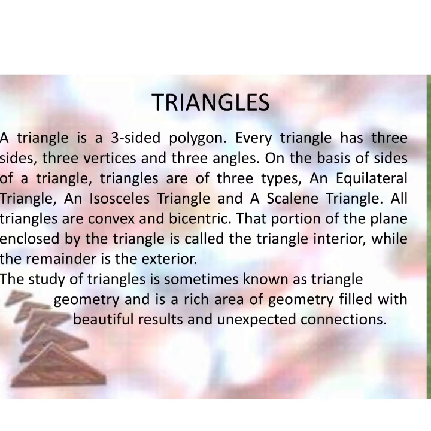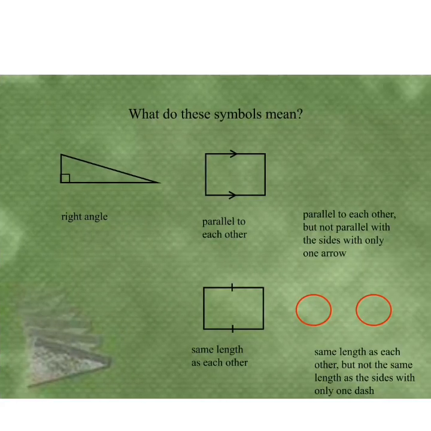On the basis of sides of a triangle, triangles are of three types: an equilateral triangle, an isosceles triangle, and a scalene triangle. All triangles are convex and bicentric. That portion of the plane enclosed by the triangle is called the triangle interior, while the remainder is the exterior. The study of triangles is sometimes known as triangle geometry and is a rich area of geometry filled with beautiful results and unexpected connections. What do these symbols mean?